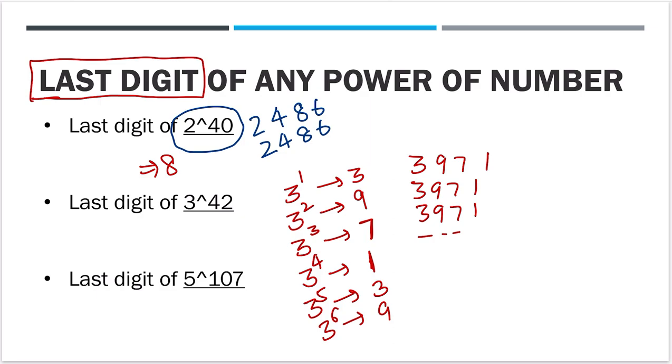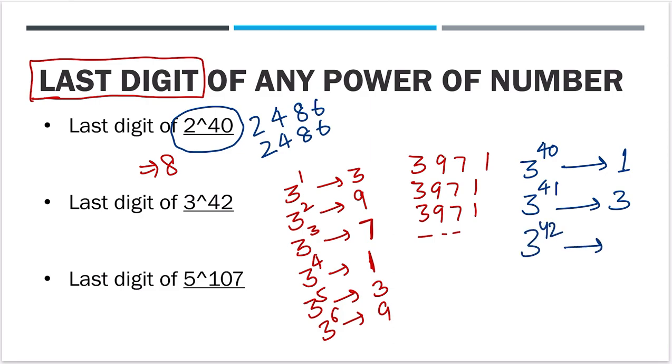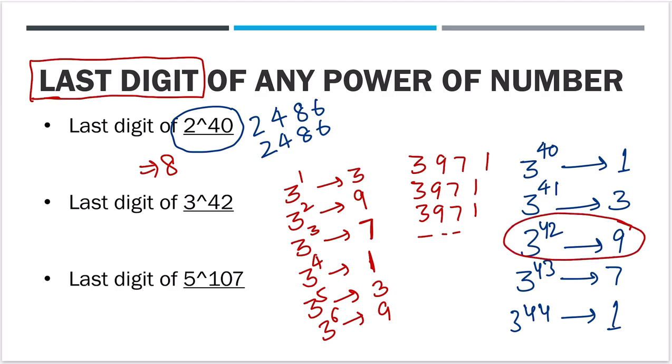Since I already know there is a pattern, 3 raised to power 40 is 1. 3 raised to power 41 is again 3. 3 raised to power 42 is 9. 3 raised to power 43 is 7. 3 raised to power 44 is 1. So the answer you are looking for, 3 raised to power 42, is 9. I hope this is clear.